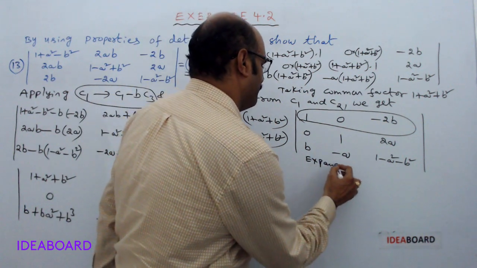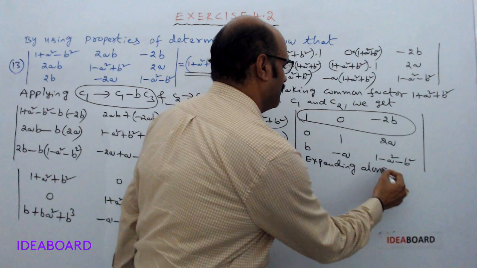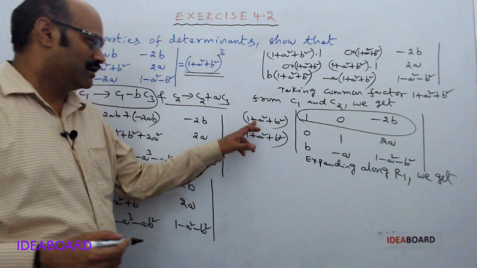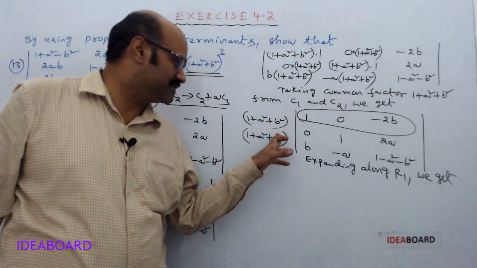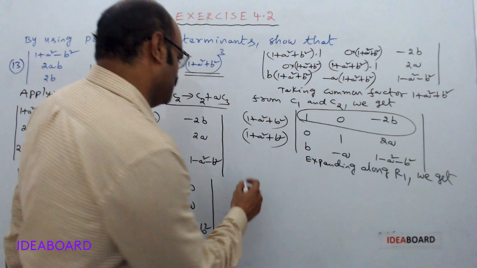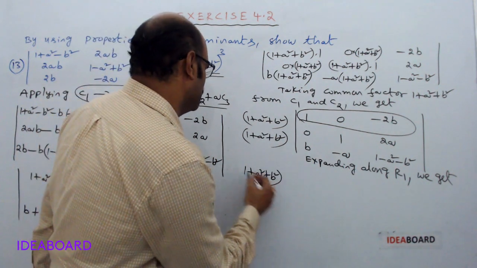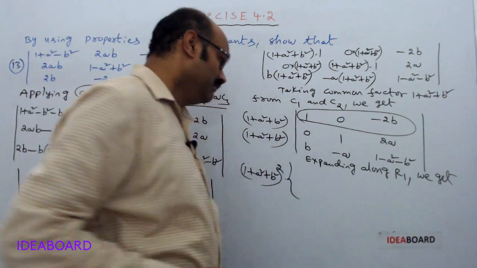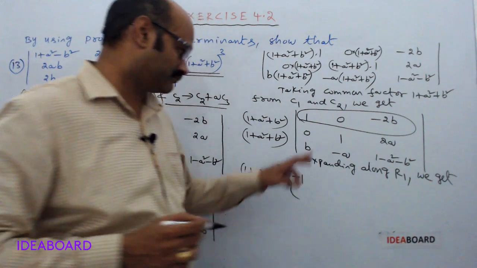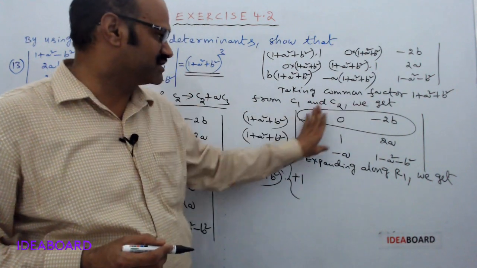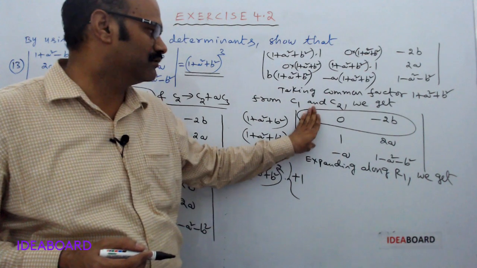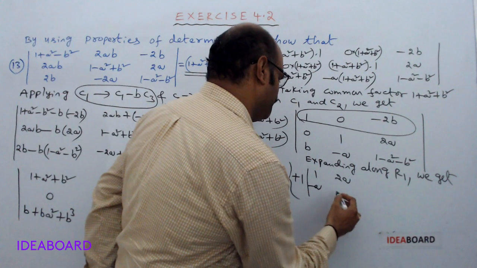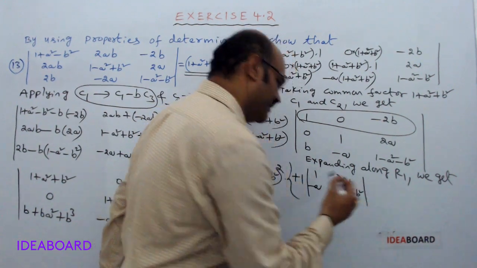Expanding along R1, we get, already 2 times we are having 1 plus a square plus b square, so we can write it as 1 plus a square plus b square whole square into plus 1 into the element 1 lies in first row and first column. So into we have to write the minor of 1: 1, 2a, minus a, 1 minus a square minus b square.